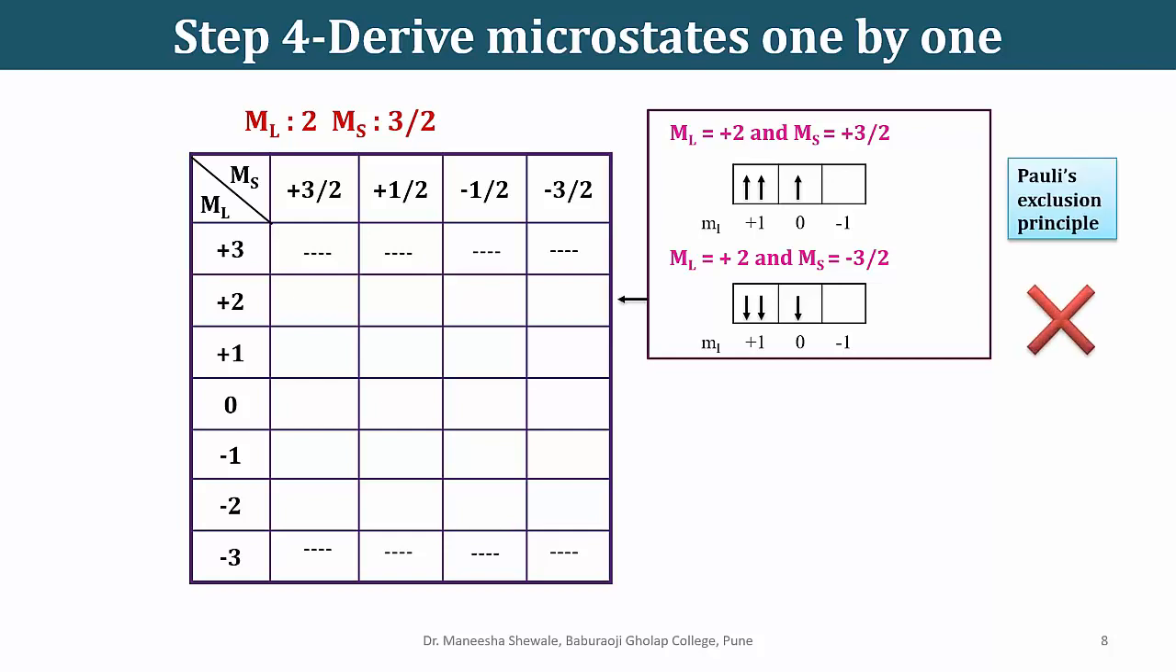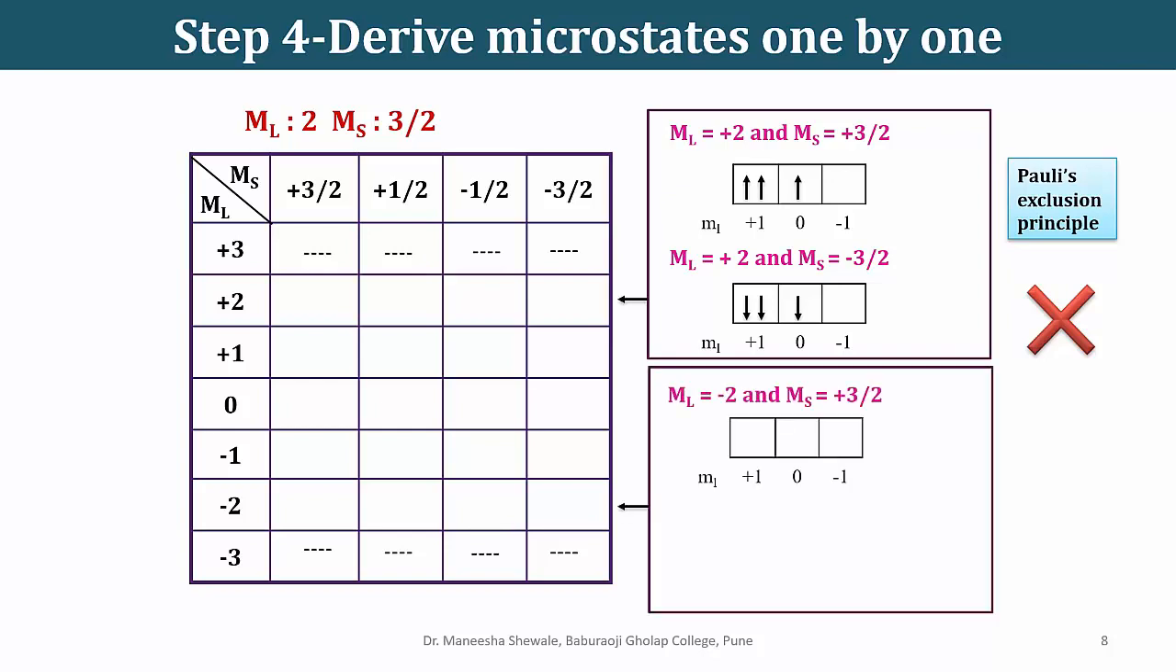But again here what is observed is that 2 electrons in the same orbital having same spin. So this is not allowed by Pauli's exclusion principle. Similarly for Ml minus 2, Ms plus 3 by 2 and Ml minus 2 and Ms minus 3 by 2. So these fillings of electrons is not allowed. So no microstate for these combinations.